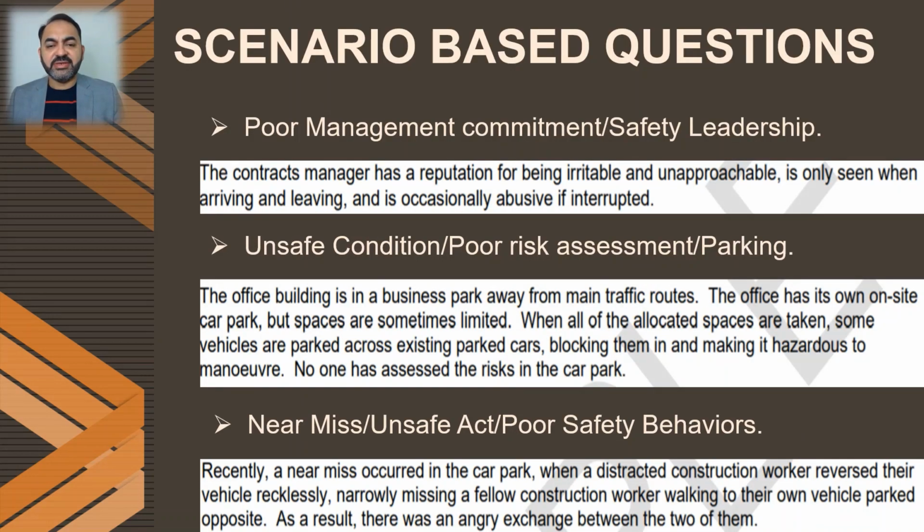So guys, here in this slide, I have highlighted some of the points taken from the scenario. It is very clearly mentioned in the scenario that the contracts manager has a reputation of being irritable. He is not mingling with people. You can see him sometimes while arriving or leaving, and even if you are able to contact him, his behavior is not good. He is abusive. If you interrupt him to inform him about something wrong at site or any safety observation or condition, he is not much interested in health and safety related matters. So it shows poor management commitment and safety leadership.